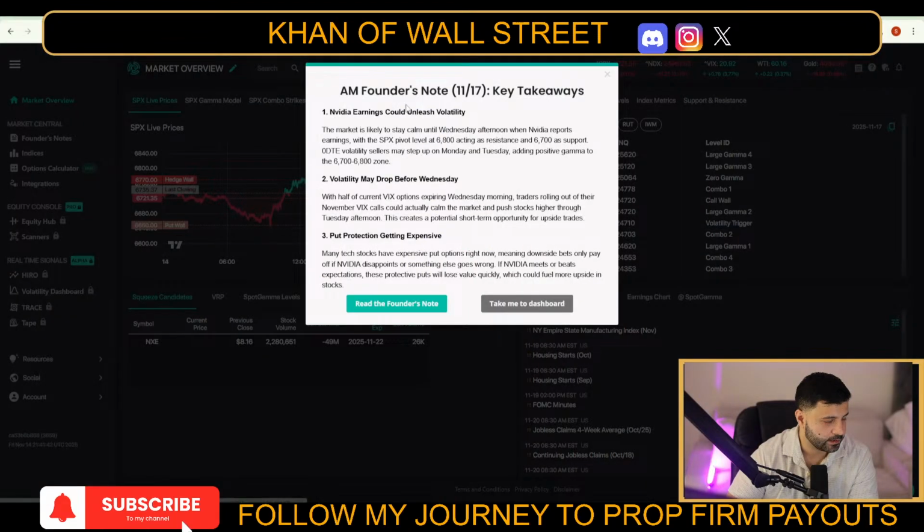They give you some notes as well on SpotGamma. So this is the founder's notes. It says the market is likely to stay calm until Wednesday afternoon, when Nvidia reports earnings, with the SPX pivot level of 6,800 acting as resistance and 6,700 as support. So that's basically, in a nutshell, your support and resistance levels on SPX.